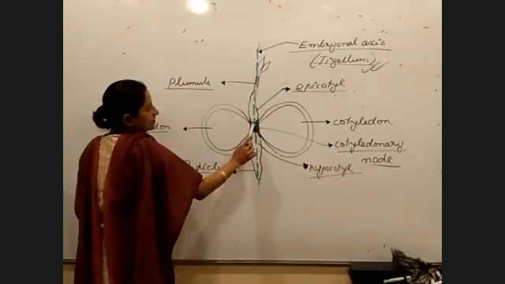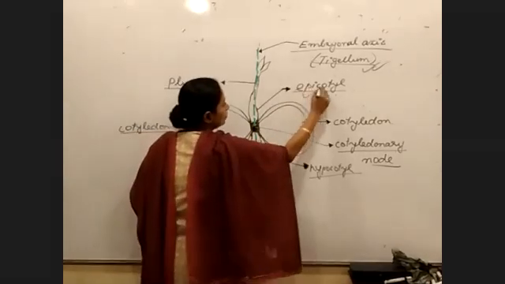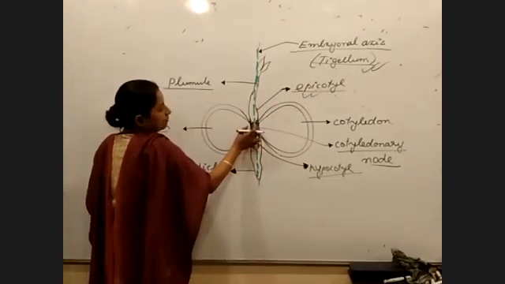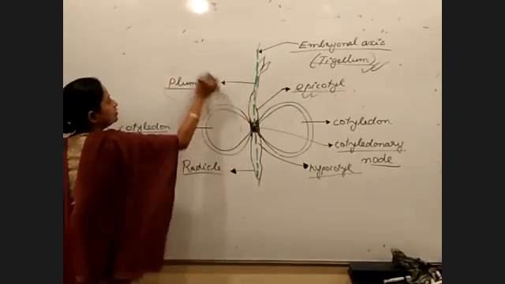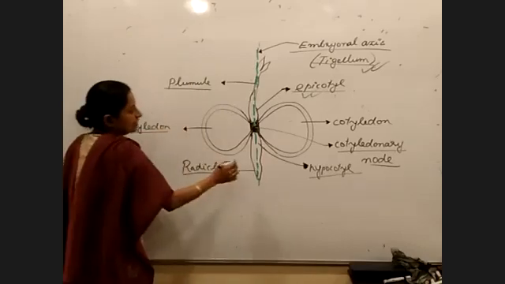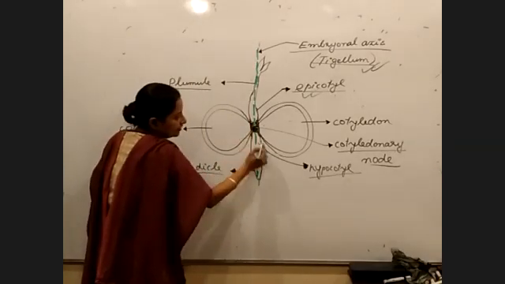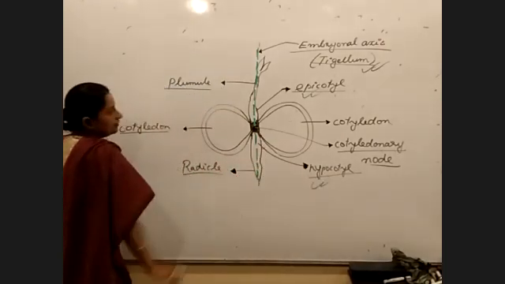The portion that is above the cotyledonary node is called epicotyle. Epi means above the cotyledonary node. This epicotyle ultimately gives rise to the plumule, right? Similarly, the portion that is below the cotyledonary node is called what? Hypocotyle, and it will give rise to the radicle.